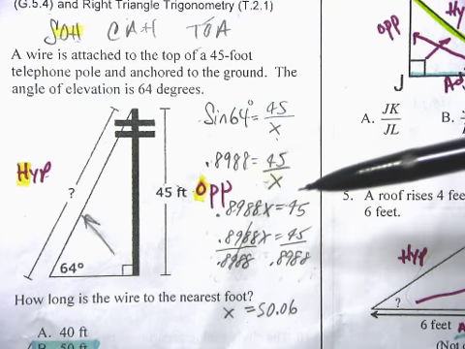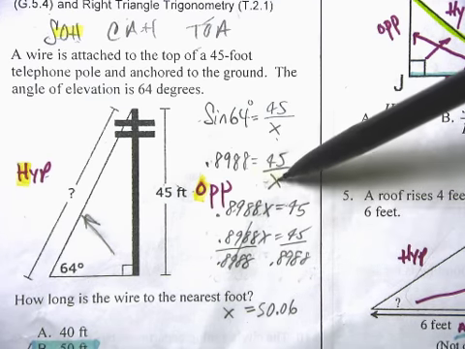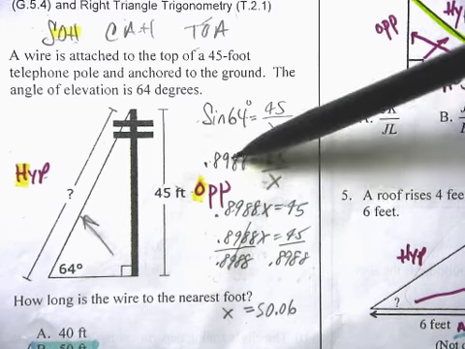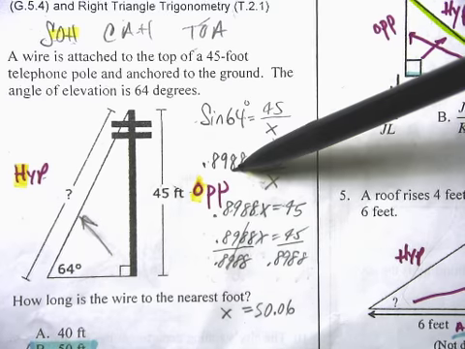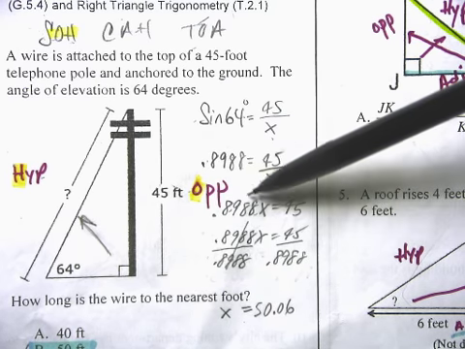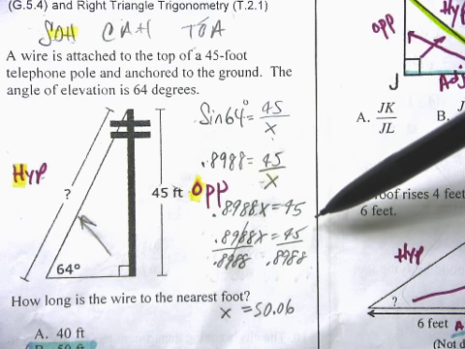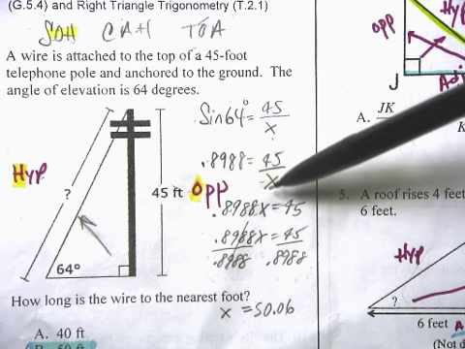We want to get rid of the denominator, so I multiply across the equal sign. So when I multiply x times 0.8988, I get 0.8988x is equal to 45. I managed to get rid of the x in the denominator, which is why I multiplied across there.